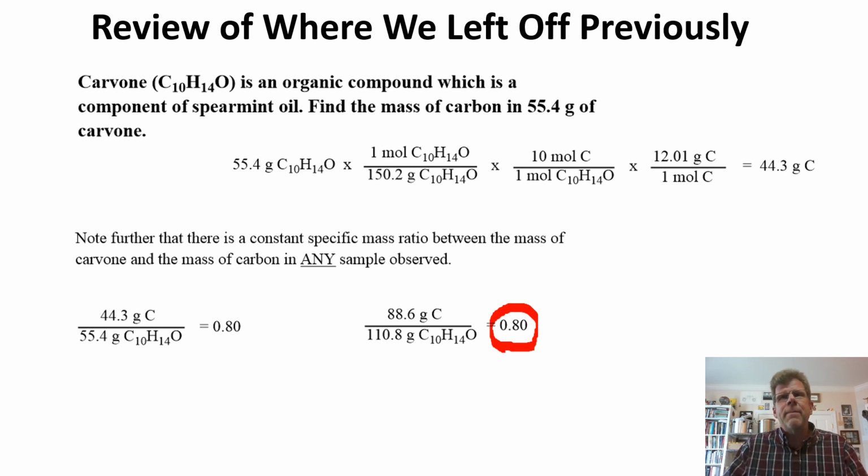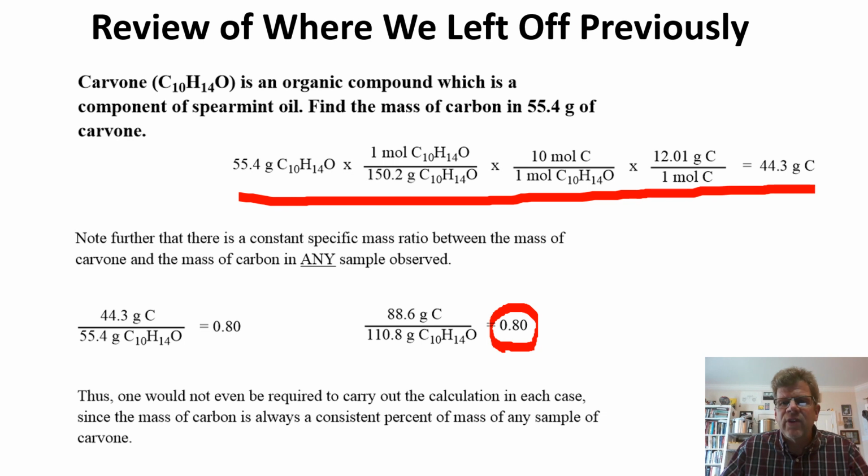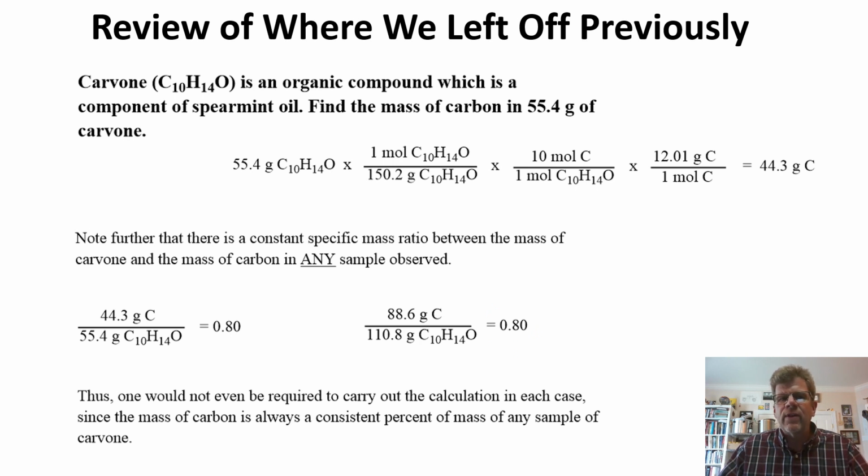So really we can do this with any mass of carvone. 80% of that, if I multiply that mass by 0.8, is going to come up with the mass of carbon in that sample, and indeed any sample we work with. So we don't have to carry out this huge calculation in each of the cases, since now we know what percentage of carvone's mass is carbon. So we can actually take this calculation and turn it into a percentage calculation. And that's what we're going to be looking at next.